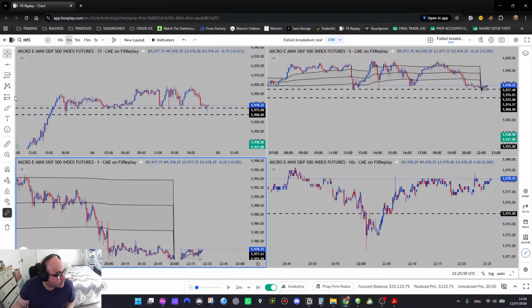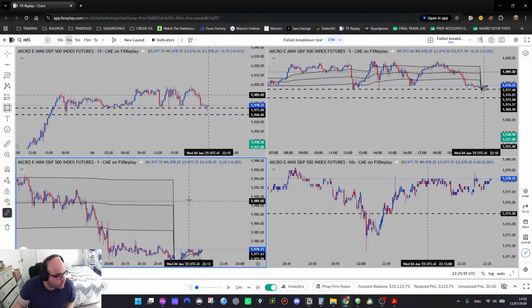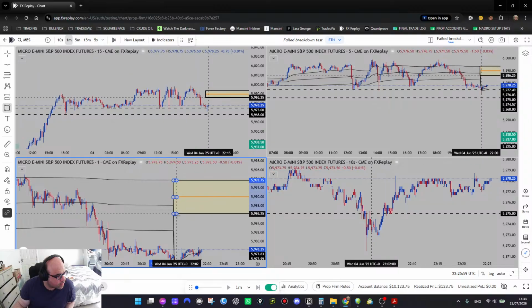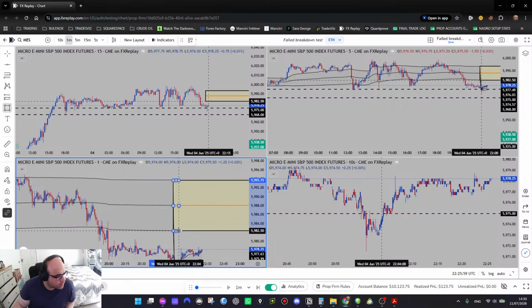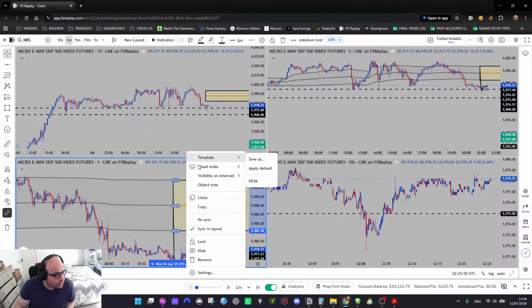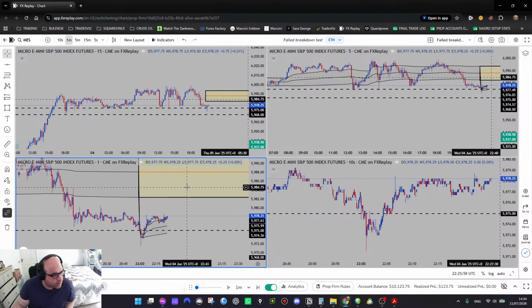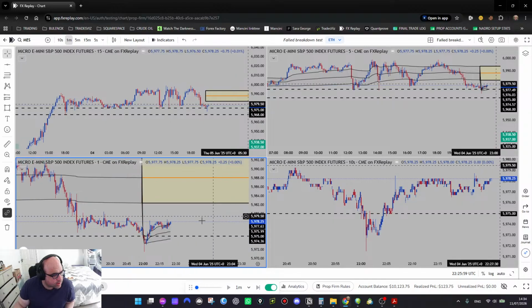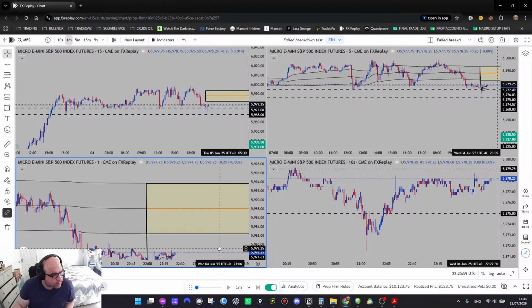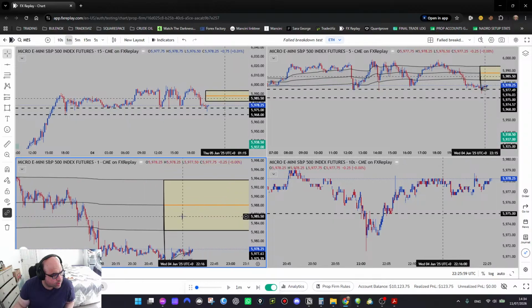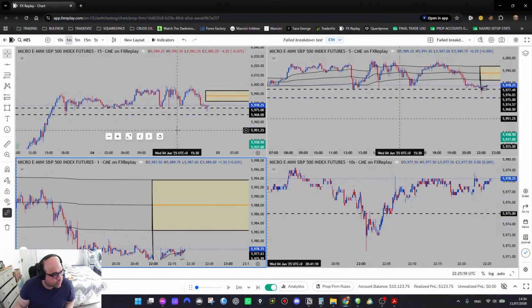So I'm gonna put my rectangle here. Alright, I'm gonna lock it as well. Cool. So we are here now. I would say I can enter. This is pretty straightforward now.